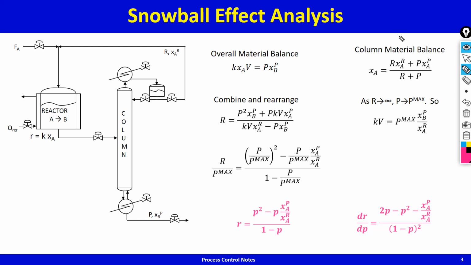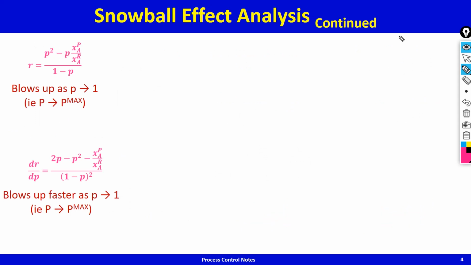Okay, now that we have done this, by the way, if you take a look at this, the recycle rate blows up as P tends to 1. It should also be obvious that the sensitivity of recycle rate to the product rate, that is dr by dp, blows up faster because the denominator is a quadratic, whereas in the relationship of r and p, the denominator is linear in 1 minus p. So as p tends to p max, that is small p tends to 1, recycle rate blows up. dr by dp also blows up, but dr by dp blows up faster.